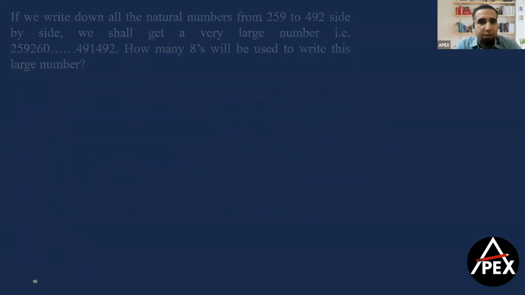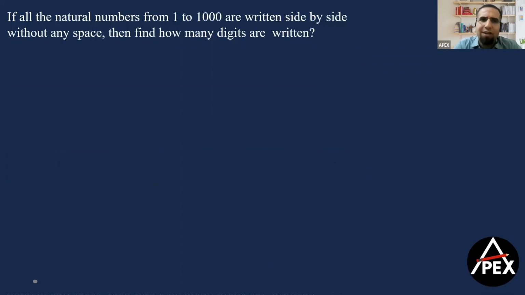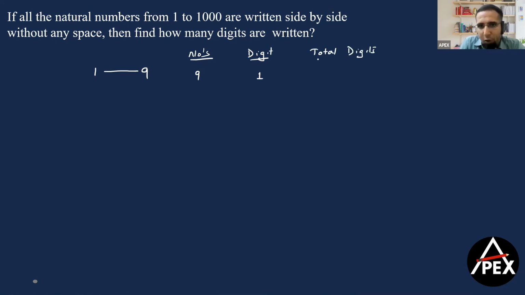Right? So let's look at one more question here. If I'm writing all the natural numbers from 1 to 1000 side by side, how many digits are written in all? Now, if I observe, I have single digit numbers. How many single digit numbers do I have? These are 9 numbers. Each number is a single digit number. So the total number of digits I write is 9 into 1, that is equal to 9.